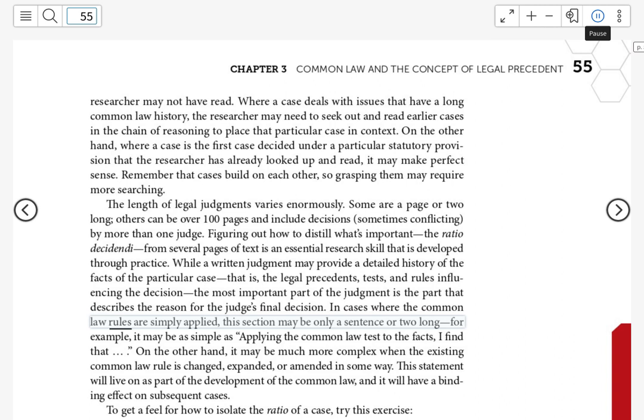In cases where the common law rules are simply applied, this section may be only a sentence or two long. For example, it may be as simple as, "Applying the common law test to the facts, I find that..." On the other hand, it may be much more complex when the existing common law rule is changed, expanded, or amended in some way. This statement will live on as part of the development of the common law, and it will have a binding effect on subsequent cases. To get a feel for how to isolate the ratio of a case, try this exercise.